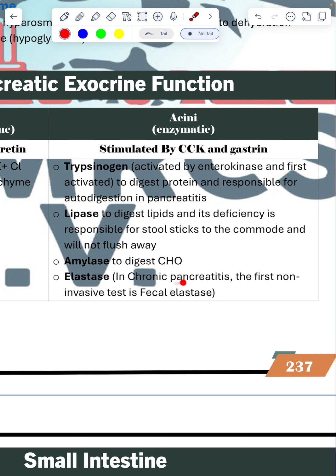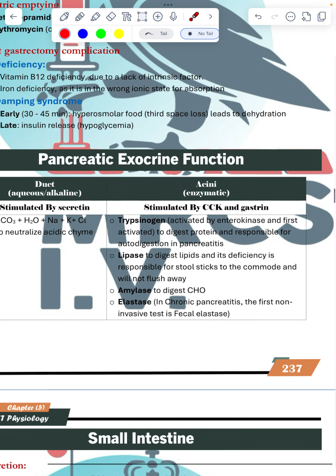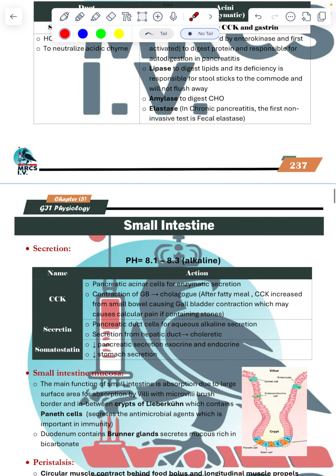Elastase: in chronic pancreatitis, the first non-invasive test is fecal elastase. So this is the question: fecal elastase is tested as a non-invasive test. Lipase is the enzyme responsible for stool sticking. Trypsinogen is responsible for autodigestion of the pancreas.